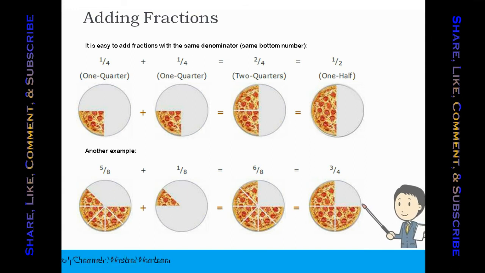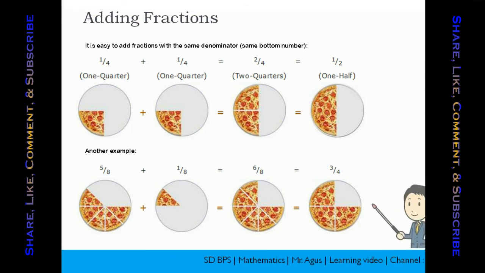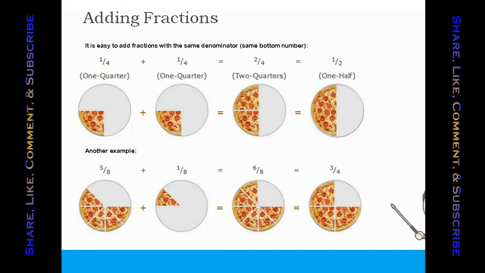We know we can change 6 per 8 into its lowest term. And the lowest term of 6 per 8 is 3 per 4. So the answer is 3 per 4. Do you understand? Good. Let's continue.